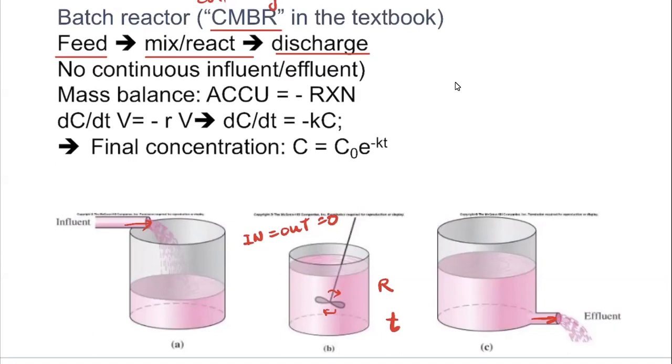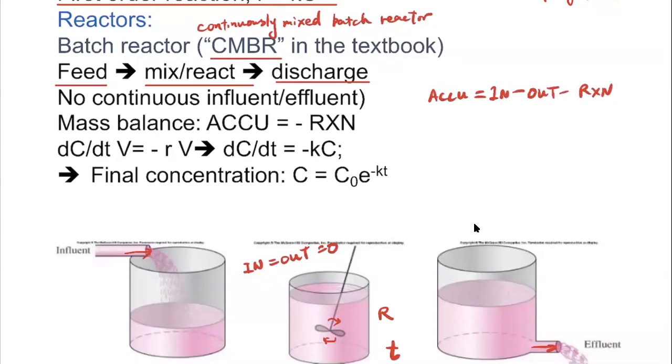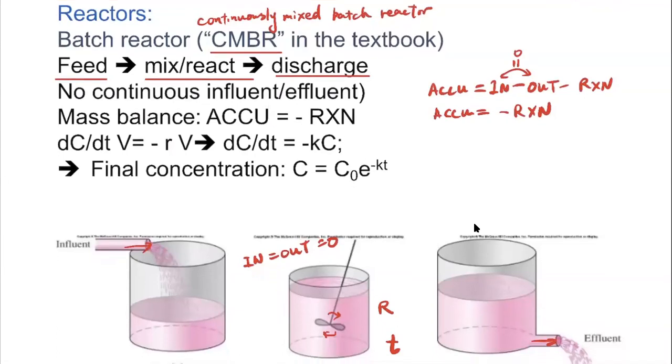So let's think back on our mass balance equation again. Our mass balance dictates that we should have accumulation equal to in minus out minus reaction. So when this batch reactor is being operated, we know that in equals out equals 0, right? So accumulation is just going to be equal to minus the reaction.